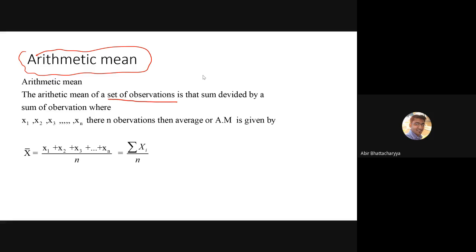Okay, so that is the basic things of arithmetic mean. Arithmetic mean is nothing but the average. So if I have n number of data sets, x1, x2 up to xn, given data sets, whatever data set, it doesn't matter.